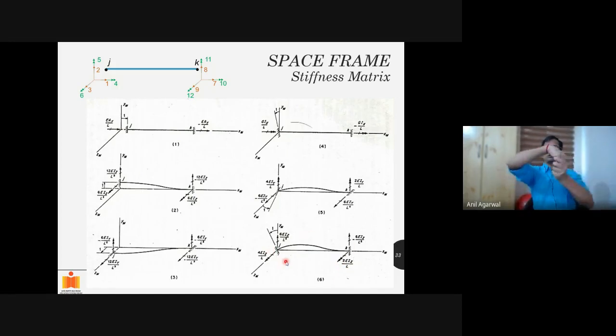So this is the beam, and we are rotating in the second degree of freedom, and in the sixth degree of freedom. So this will be the deformed shape, right? This kind of a deformed shape. Similarly, we can incorporate the terms corresponding to 3 and 5. We have handled 1 and 4, we have handled 2 and 6. This is 3 and this is 5.